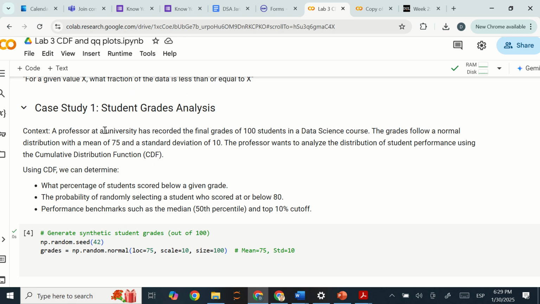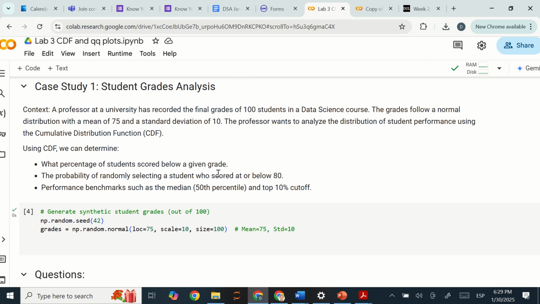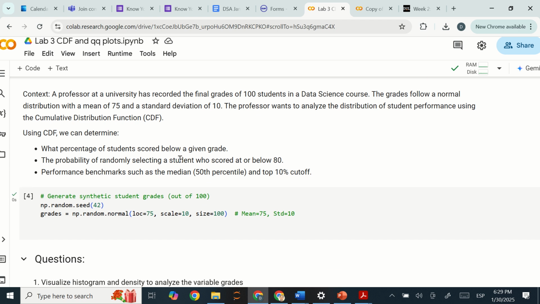A professor has recorded the final grades for 100 students in a data science course. These grades follow a normal distribution. The mean is 75 and the standard deviation is 10. The grades are from 0 to 100. Imagine that's like a percentage base. The professor wants to analyze the distribution of the data and answer some questions.